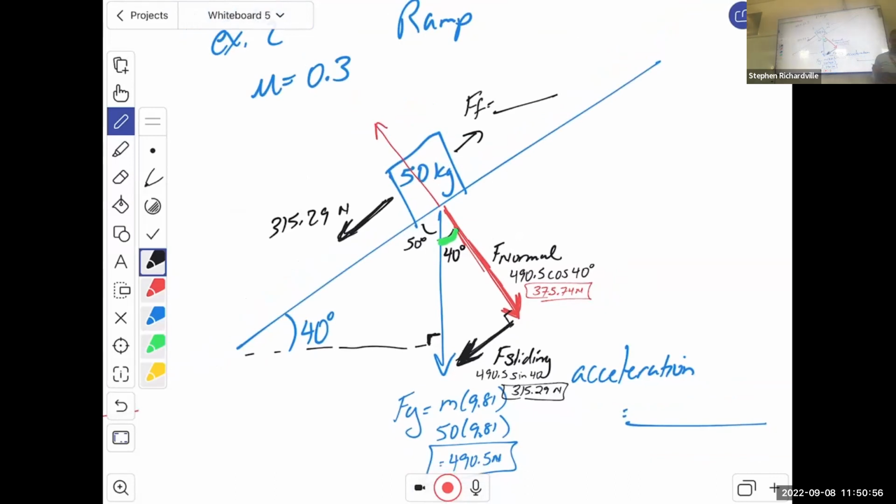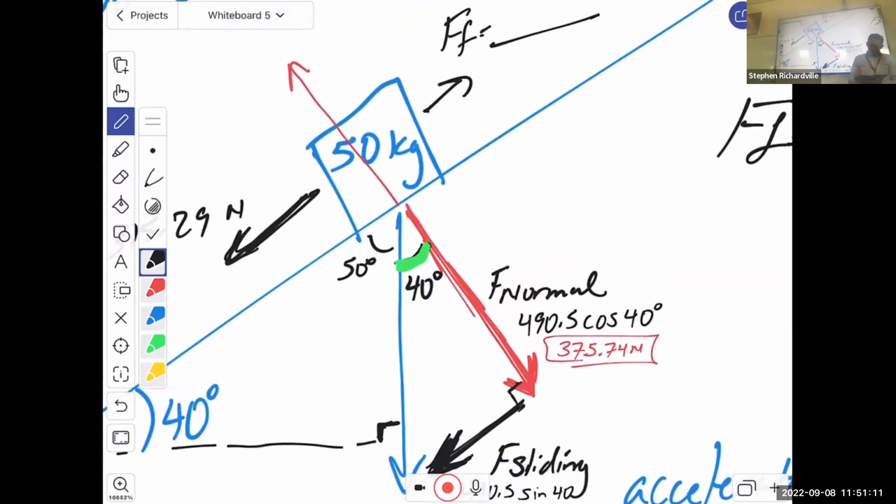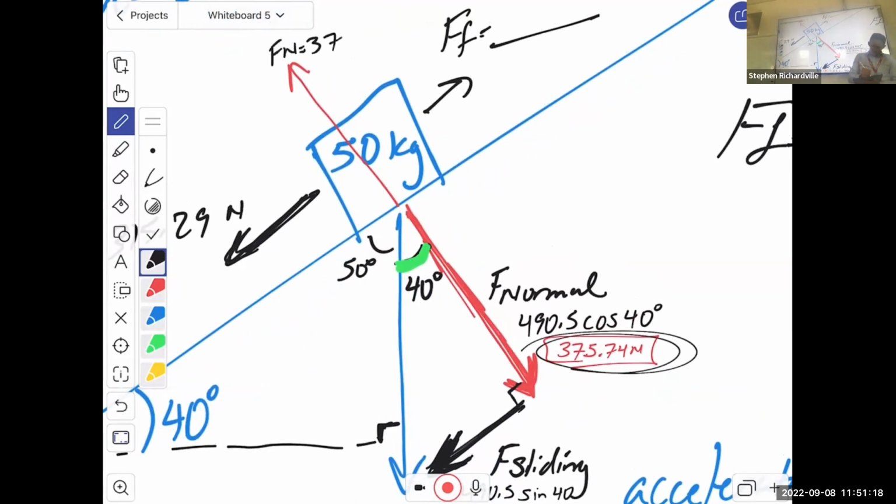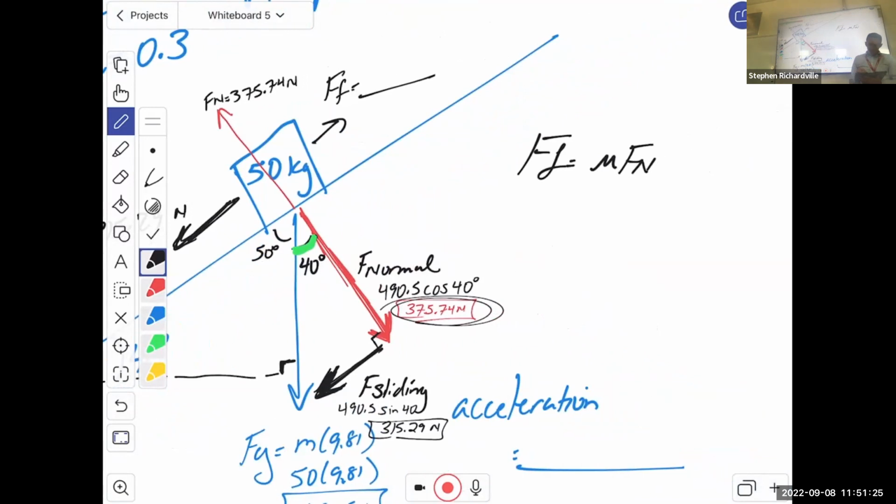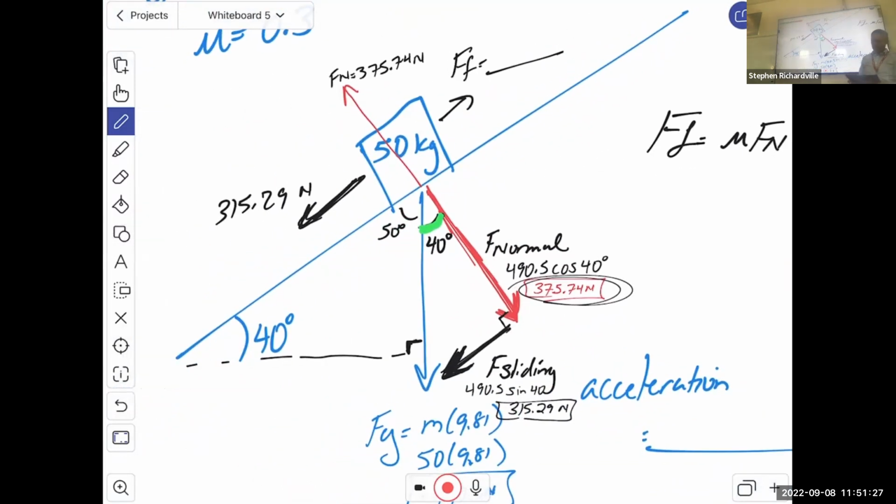But how do we find friction? Friction is just mu times the normal. And this one's kind of nice. There's no other forces like pushing or pulling or pushing it into the ramp, lifting it off the ramp. The normal is this piece. So I can zoom back out in a minute.